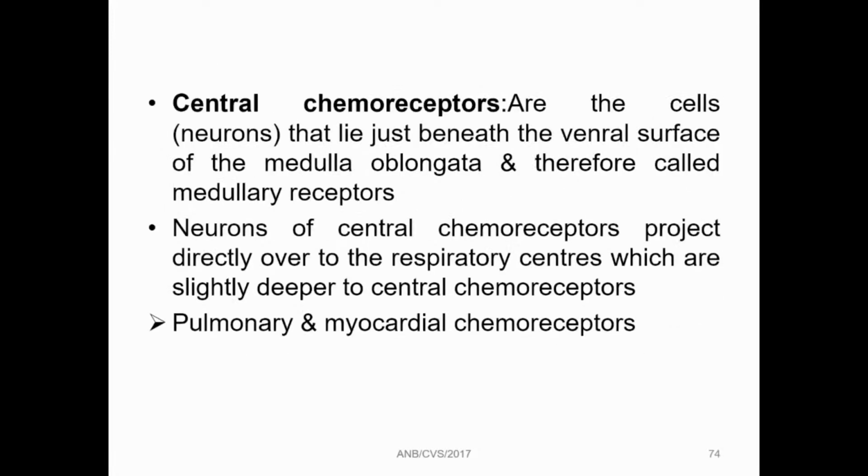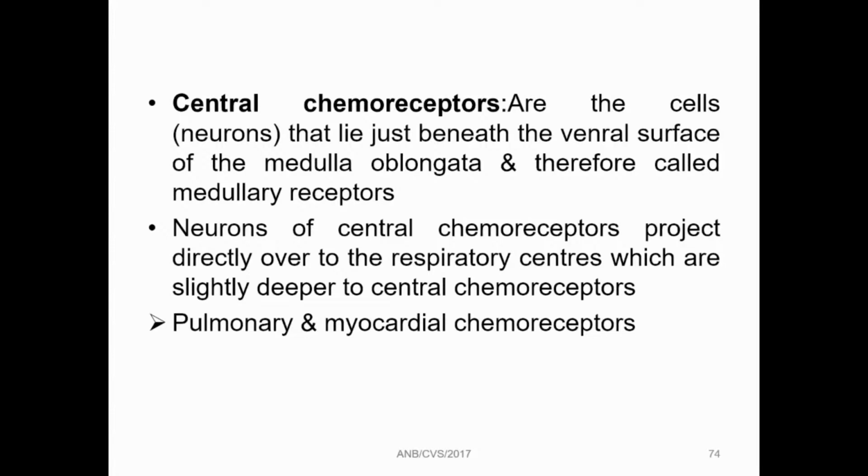Now there is a second category of chemoreceptors, what we call the central chemoreceptors. These are cells, neurons, which lie just beneath the ventral surface of the medulla oblongata, and therefore are called the medullary receptors. Hence they are called the central chemoreceptors. Neurons of the central chemoreceptor project directly over the respiratory center, which is slightly deeper to the central chemoreceptor.